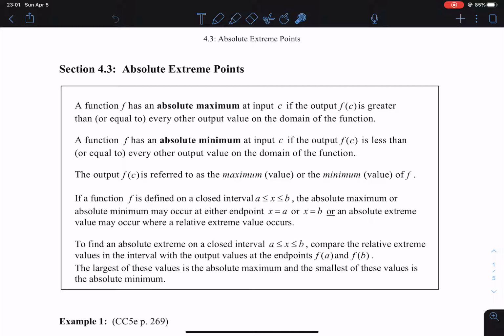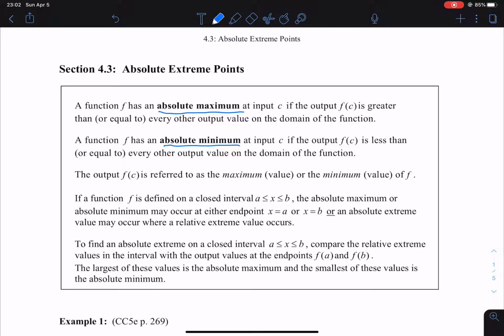This is an absolute extreme point. So first, of course, similar. We've learned that for a relative extreme point, we have relative maximum and relative minimum. And similar for the absolute extreme point, we have absolute maximum and absolute minimum. So let's see the definition.